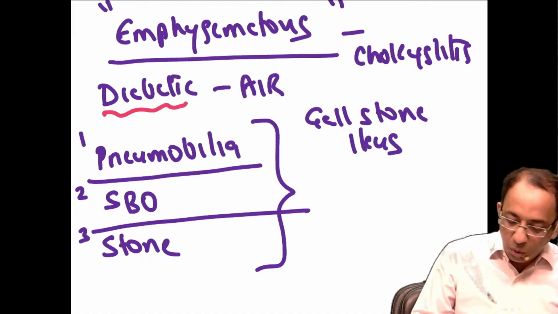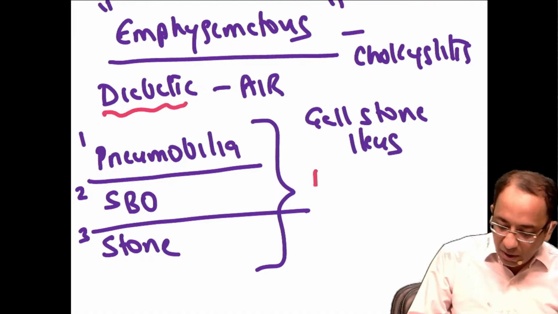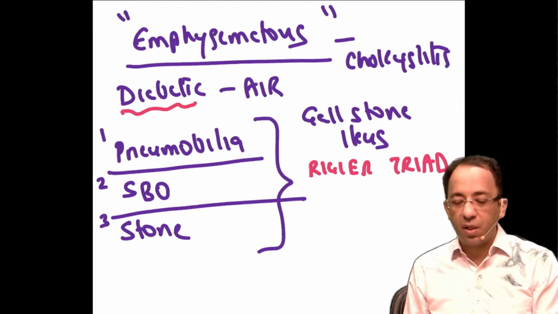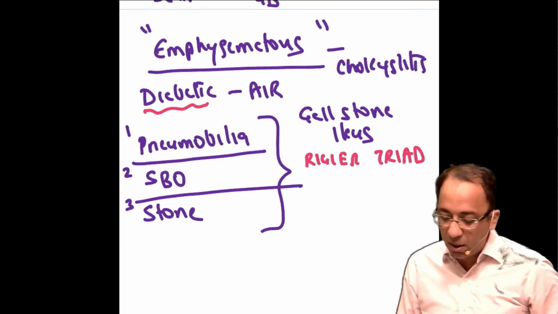And can you tell me what this sign is called? Rigler's triad. Then the sign will be called Rigler's triad.